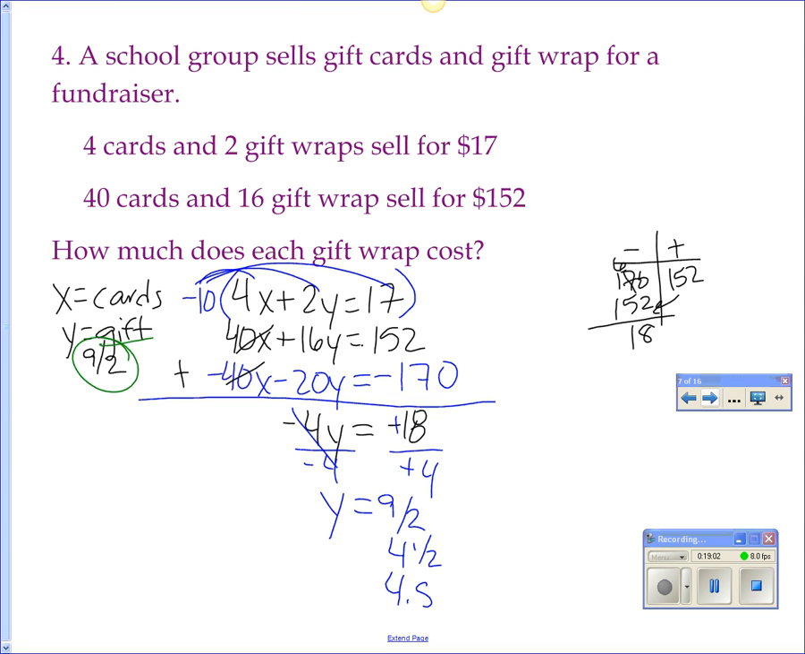I know that doesn't really make sense. How much does it really cost? Well, it costs $4.50, but they'll accept that as the answer. So I'm happy with that.